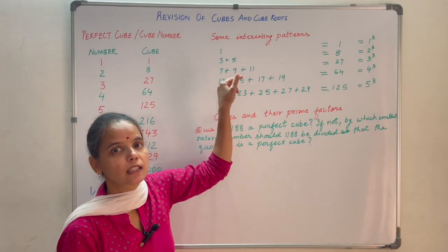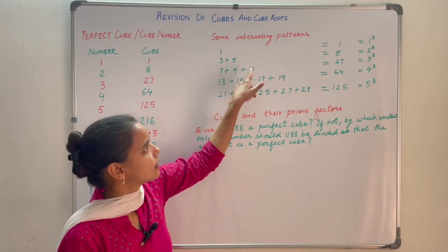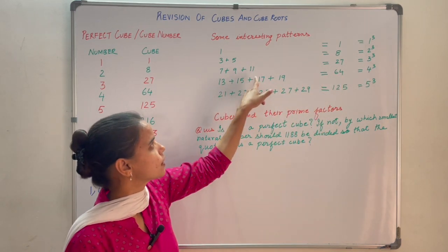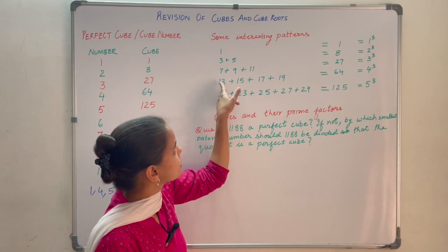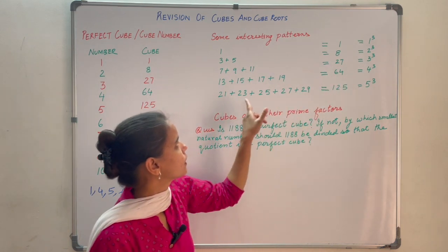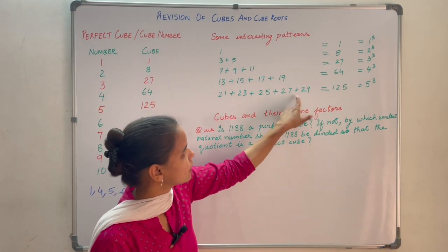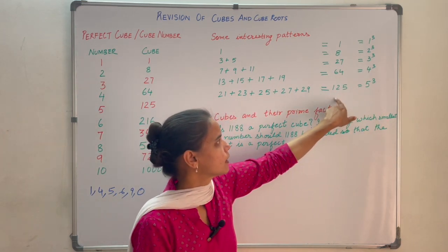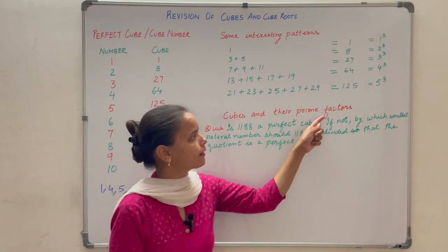Let us add the next three odd numbers starting from 7. So 7, 9 and 11. That is a perfect cube of 3. That is 27. You are adding 3 odd numbers. Now if you add 4 odd numbers starting from 13, then you get 4 cube. That is 64. Then if you add all the odd numbers starting from 21 till 29, you are adding 5 odd numbers. So that is a perfect cube of 5. That is 125. Now, cubes and their prime factors.